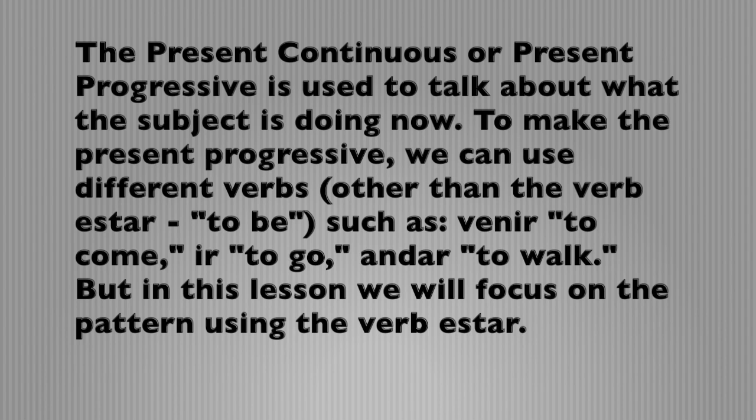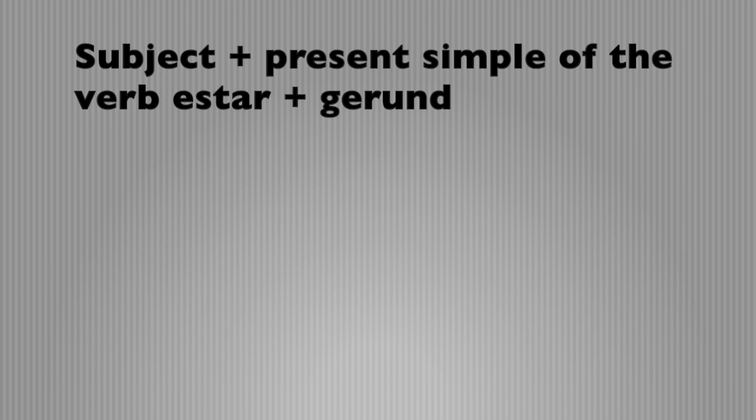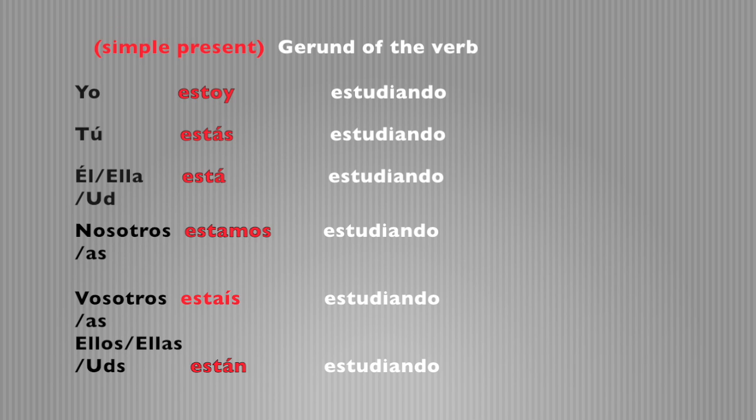Now, the present continuous or present progressive is used to talk about what the subject is doing now. To make the present progressive, we can use different verbs other than the verb estar, meaning to be, such as venir, meaning to come, or ir, to go, or andar, meaning to walk. But in this lesson, we will focus on the pattern using the verb estar. Our structure is going to be the subject plus the present simple of the verb estar plus the gerund. I made a chart for you guys, which here it is.